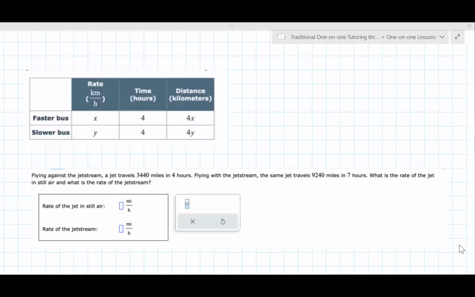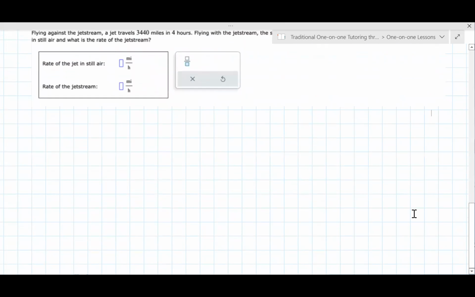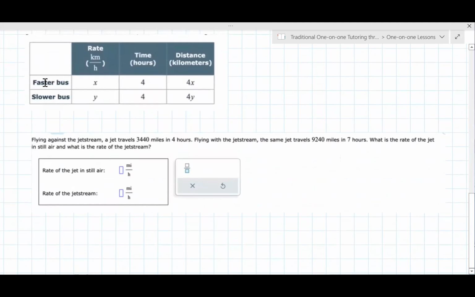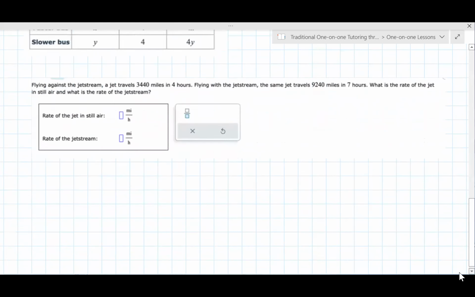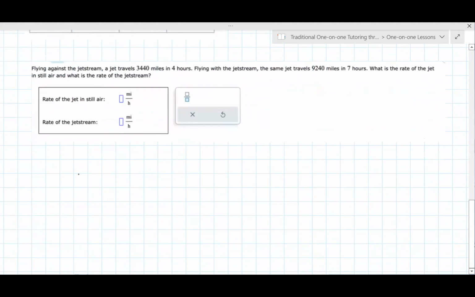All right, so the table for this problem is: there's faster and slower. So against is the slower, and then with is the faster. Or you can use faster and slower, but you have to know that with is going to be faster. Then it's distance, rate, and time in the table here. Okay.